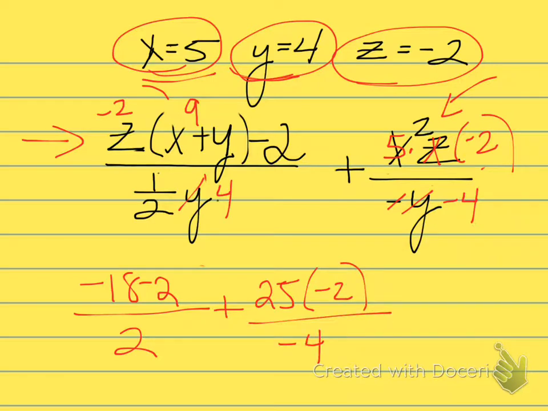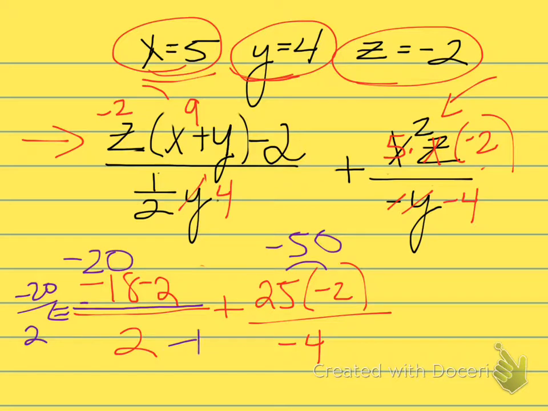Okay, I'm going to change my color so that you can see what I'm doing now. I'm over here now, back in the numerator. -18 and -2 is a -20. And what else can I do? I can do this. 25 times a -2 is a -50. I'm really almost done. Right over here, I have a -20 over 2. Do you know that a -20 over 2 is a -10? I hope you do. This is equal to a -10.